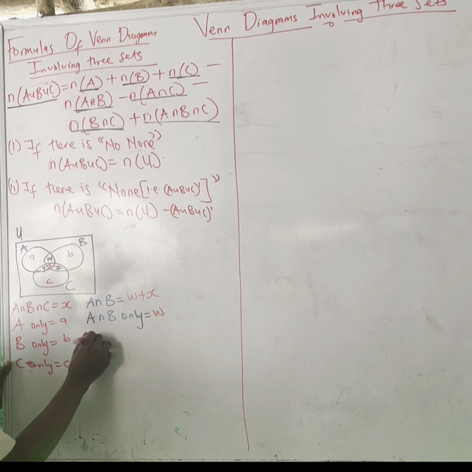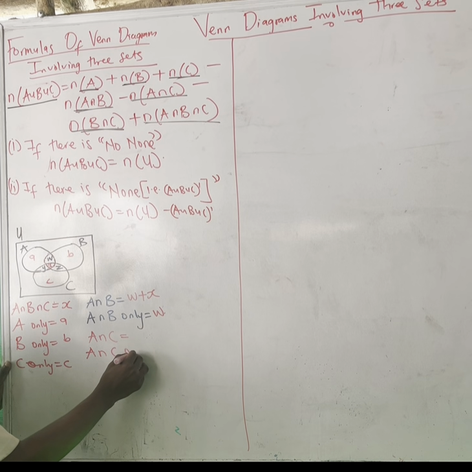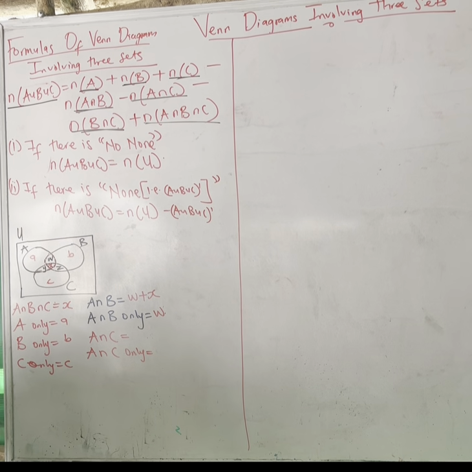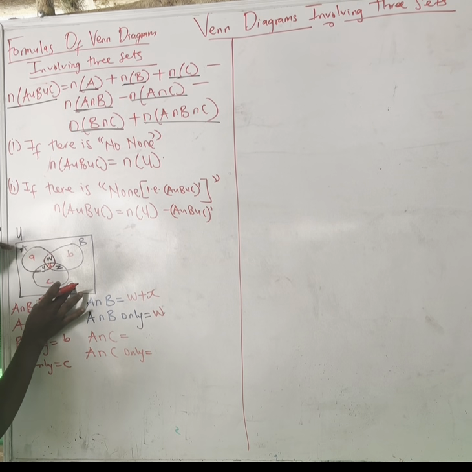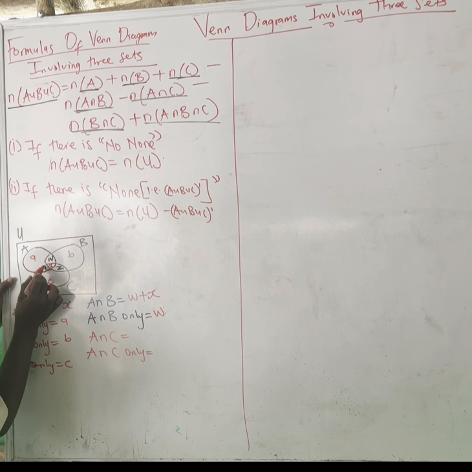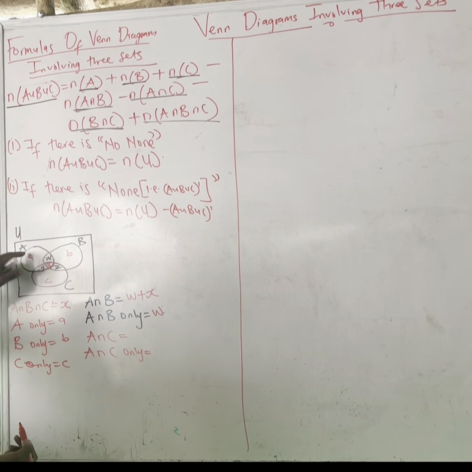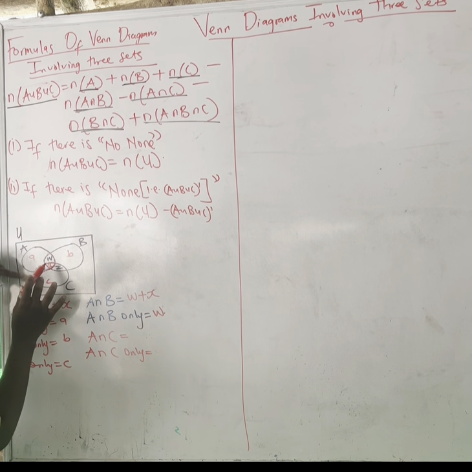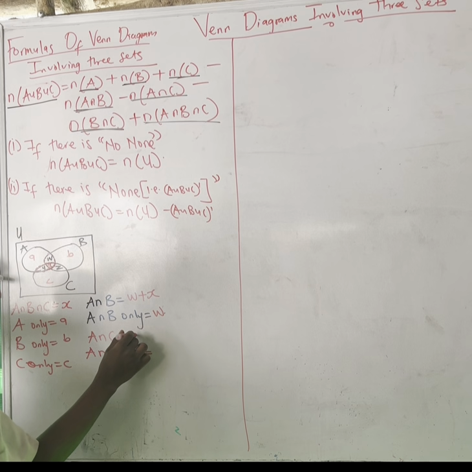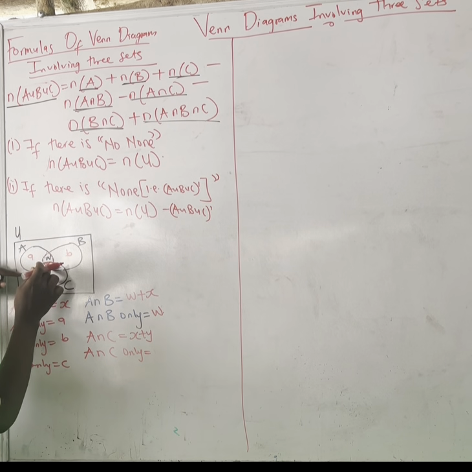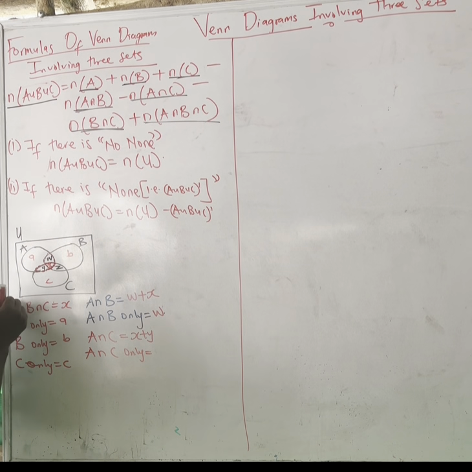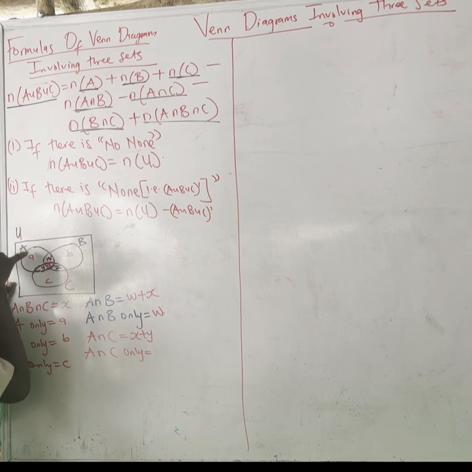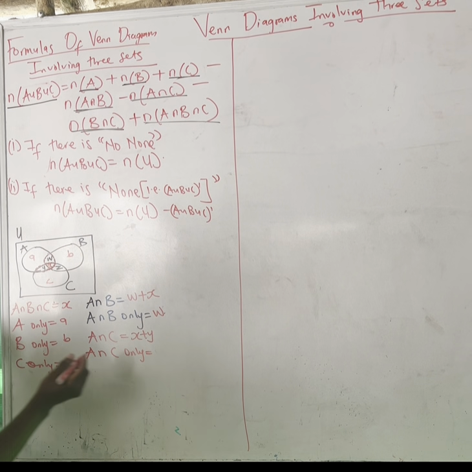The same idea is what we are going to use for A and C. I can also have A intersection C, and I can also have A intersection C only. Follow me again. You see these parts. You know this is C, this is A. This part is for what? A intersection C. So this simply means that X plus Y is equal to A intersection C. But you see, this Y is for A intersection C only, and that is equal to Y.